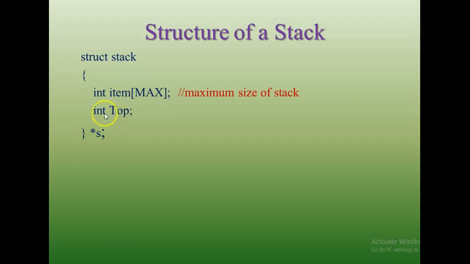Top is an integer value because array indexes are of integer type. It can take only counting numbers. Its value ranges from 0 to max minus 1 if max is the declared size of item. And here S will be the pointer, because I am using star here. S will be a pointer to stack.